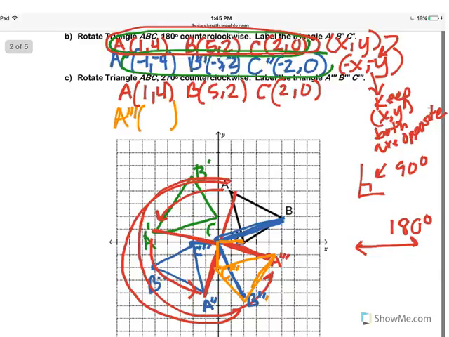Okay, so the new coordinates for A prime prime prime, you have to be sure that you put that, because that represents how many moves you made. So the new coordinates would be, A would be at 4, -1. B prime prime prime would be at 2, -5. And then C would be at 0, -2.